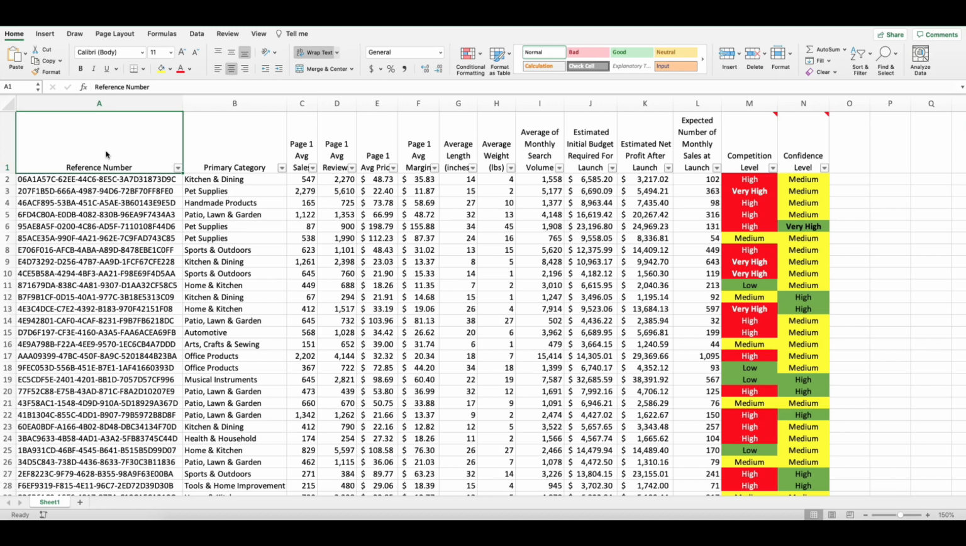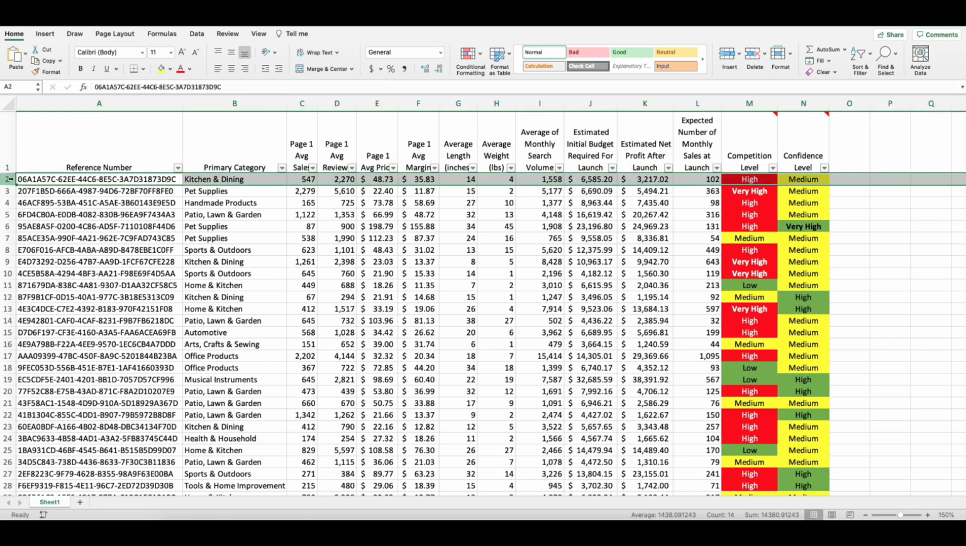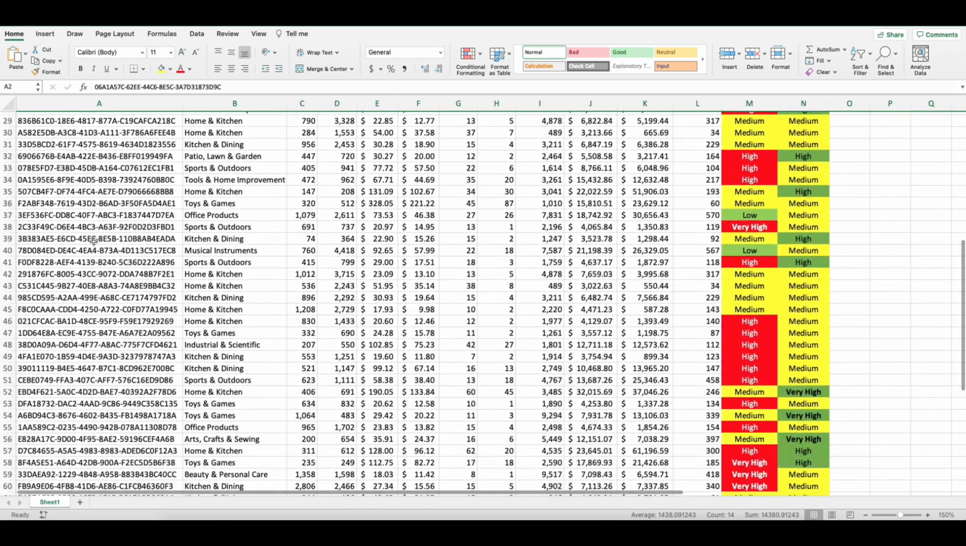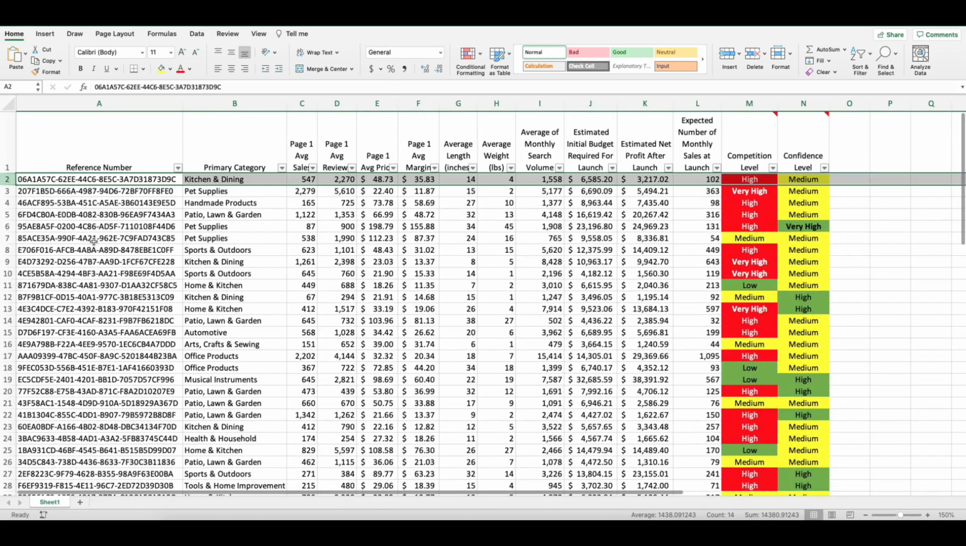So the way this is organized is each row that's here represents a private label idea, and this is the data associated with it. So in this particular spreadsheet, we have 60 ideas for private label products. So let me go over each of these columns and give you a little representation of what they mean.